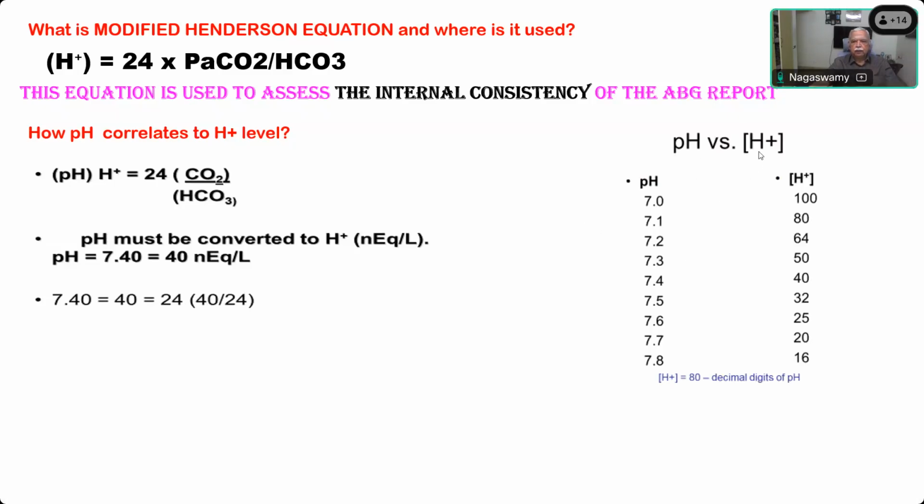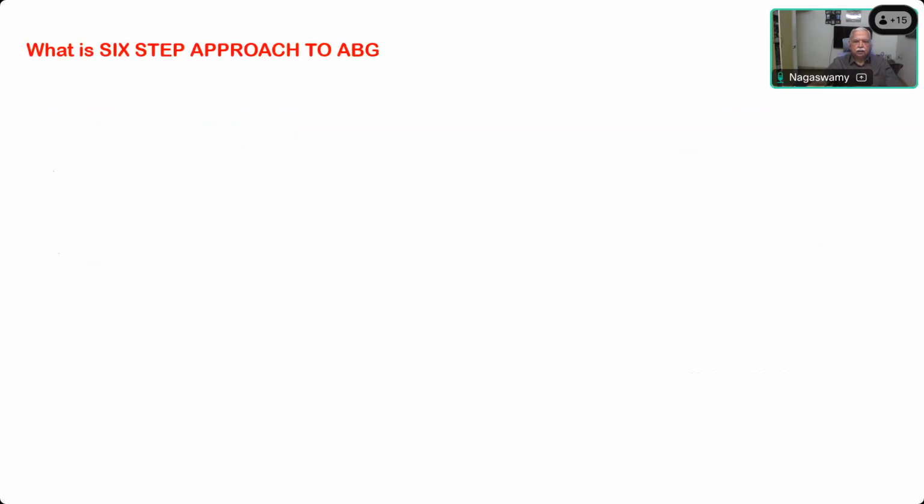So this is a very important thing, pH versus hydrogen ion concentration. At 7.4, you have 40. As the pH goes down, 7.3, 7.2, the hydrogen ion has to increase. For every 0.1 decrease in pH, it increases by 10, then 14, then 20. At 7, it is 100 nanomoles. And if the pH is increasing, the hydrogen ion goes on decreasing. So the last two digits will be the equivalent of the hydrogen ion concentration in the normal range. So hydrogen ion is equal to 80 minus the decimal digits of the pH, the easy way to calculate the hydrogen ion concentration. So that is how you calculate the hydrogen ion and look for the internal consistency.